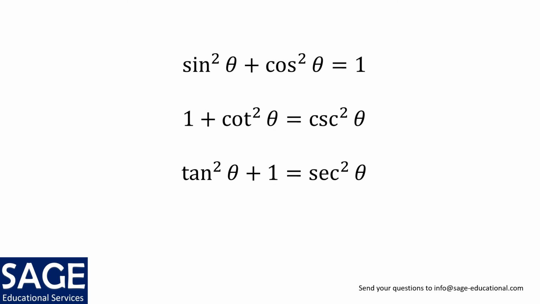So here are the three trig identities that we have just looked at. Where did they come from? At the bottom of them, what we are looking for are the definitions of the trig ratios and the Pythagorean theorem.